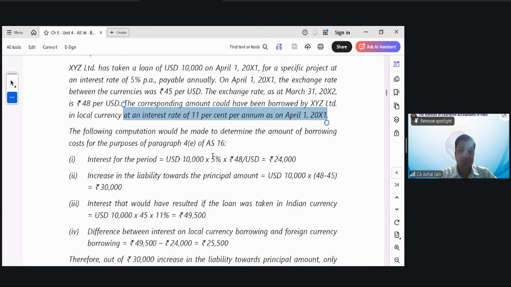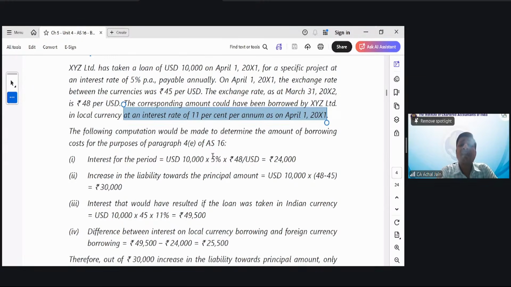Okay. Increase in the liability towards the principal amount. Now, if you restate the loan, remember we discussed that the loan will have to be restated. So initially when it was taken, the rate of conversion was 45. At the year end, it has increased to 48. So there will be an exchange difference, and that will be an exchange difference loss. Yes or no? So what is the amount of exchange difference loss? 10,000 into 3, 30,000. So 30,000 is the exchange difference loss.